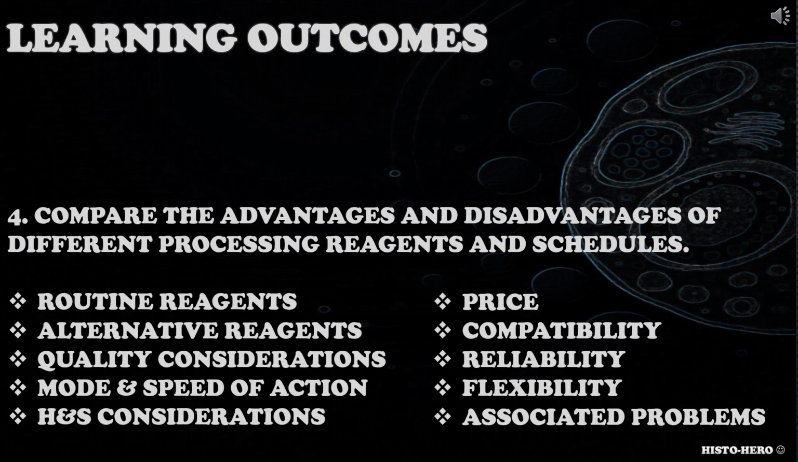The fourth learning outcome is for the candidate to compare the advantages and disadvantages of different processing reagents and schedules. What reagents are used during processing? What are their alternatives? What are their advantages and disadvantages? Consider each reagent used during processing, alternative reagent that could be used, their advantages and disadvantages. What are the advantages and disadvantages of different processing schedules? Consider turnaround time, cost, quality, artifacts, health and safety considerations, reliability, consistency, flexibility, throughput, and so on.